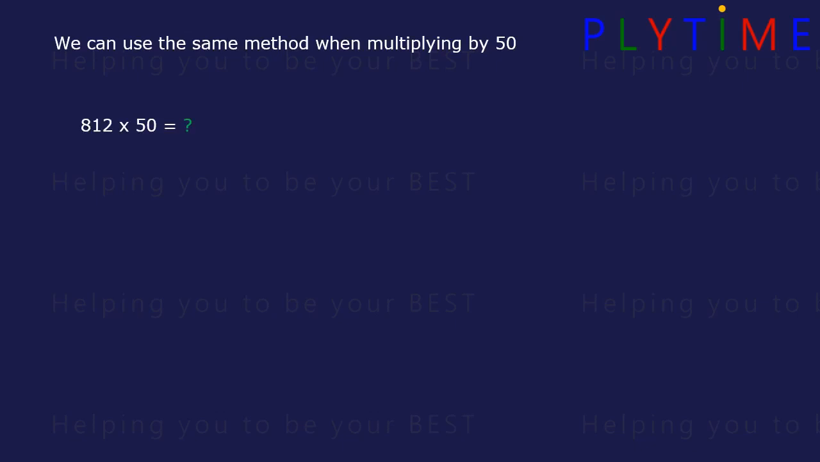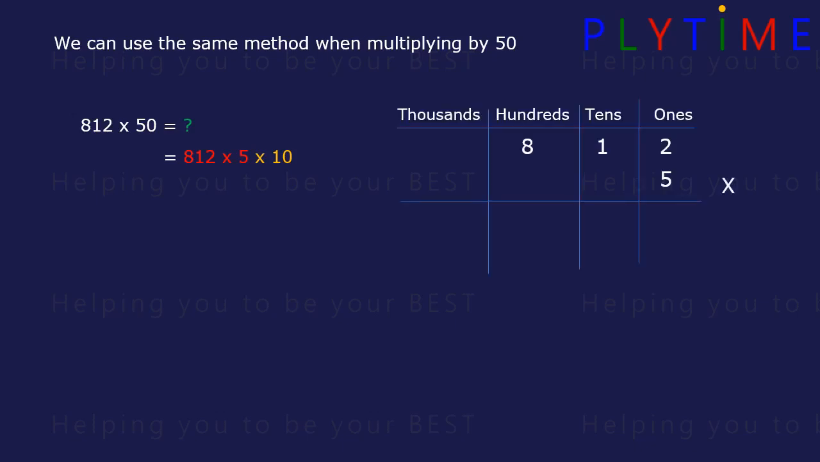812 times 50. It's the same as 812 times 5 times 10. So 812 times 5, 2 times 5 is 10. We add the 0 and carry 1 forward. 5 times 1 is 5, plus the 1 carried forward, 6. Then 8 times 5 is 40. So we have a total of 4,060.